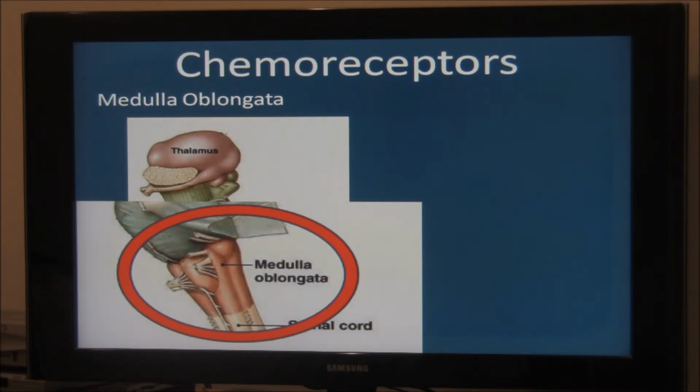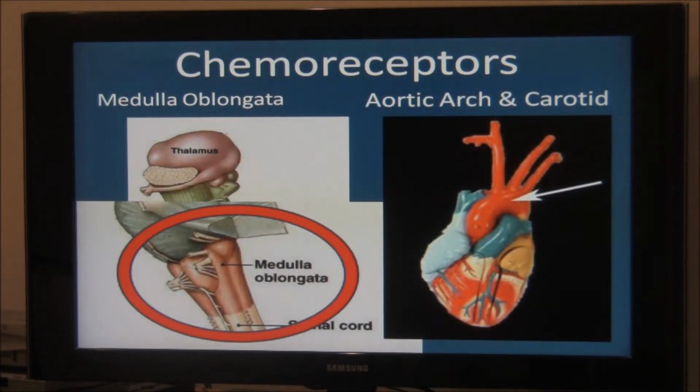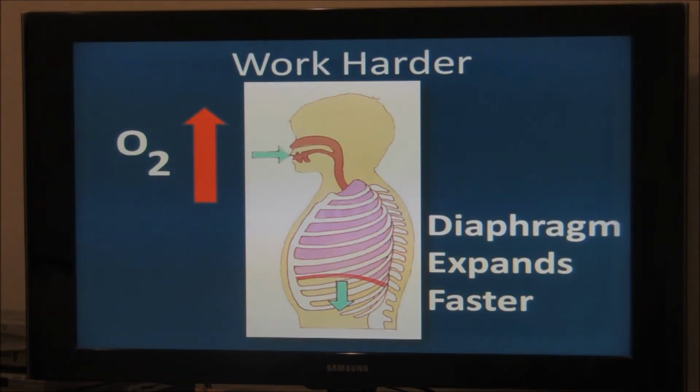Although the medulla oblongata has most of the responsibility to monitor the carbon dioxide, we also have chemoreceptors in the aorta and the carotid arteries as well, which help monitor the oxygen pressures. When receptors detect high levels of carbon dioxide, they send out nerve impulses to the diaphragm and the external intercostal muscles to contract at a faster rate, or to work harder, forcing you to breathe faster, which will increase oxygen in your body.